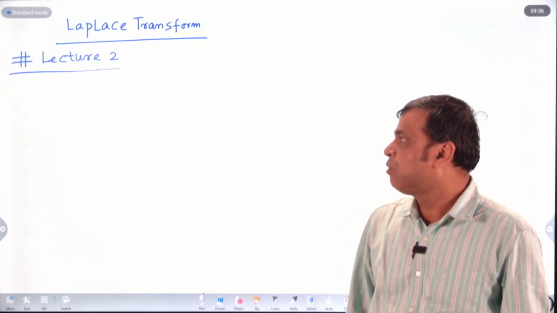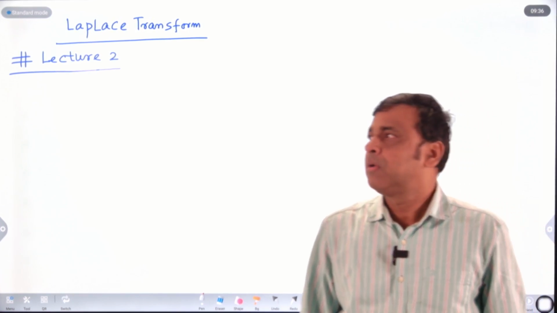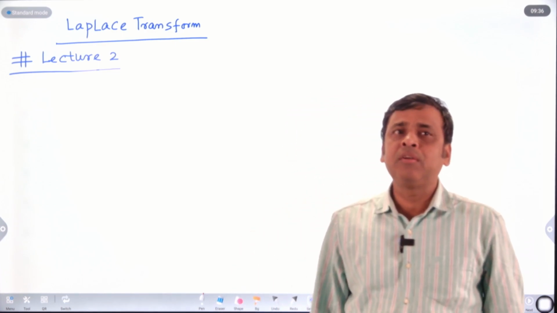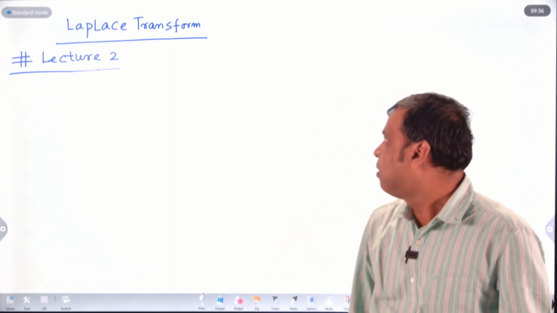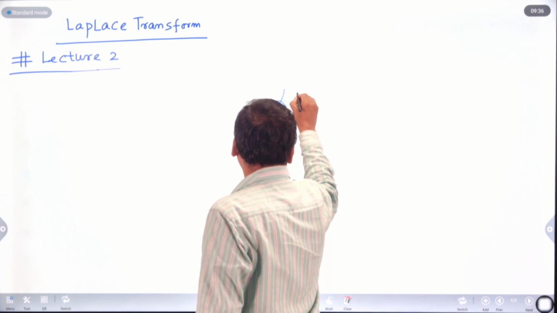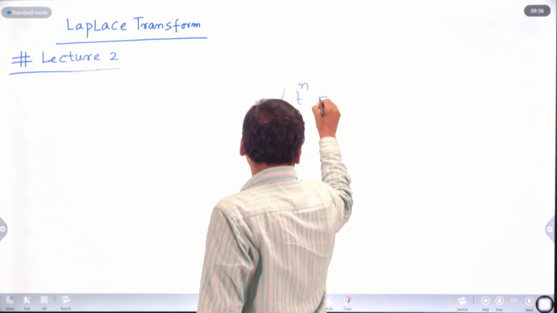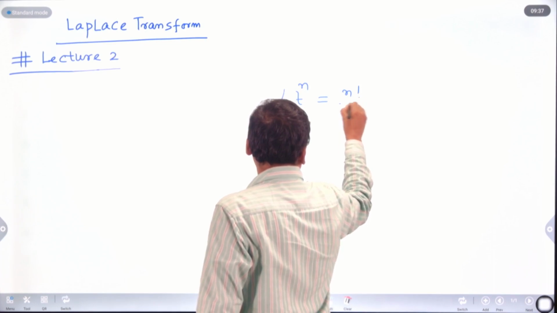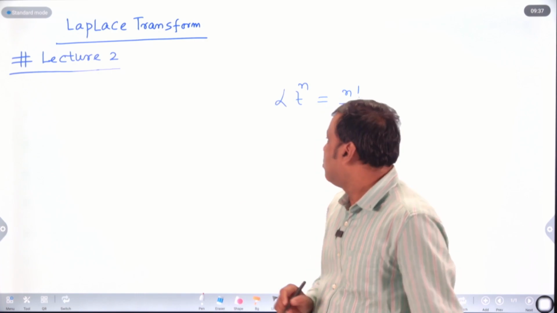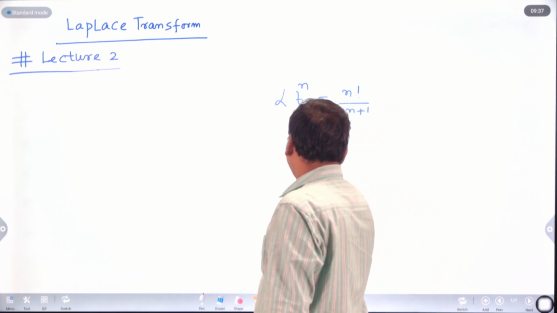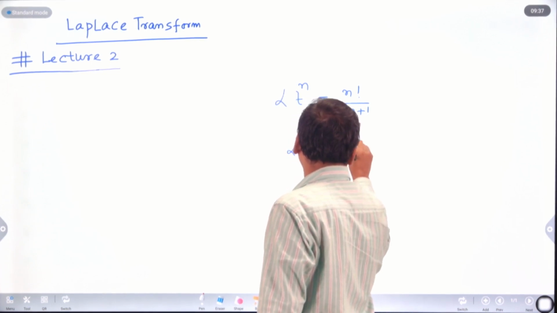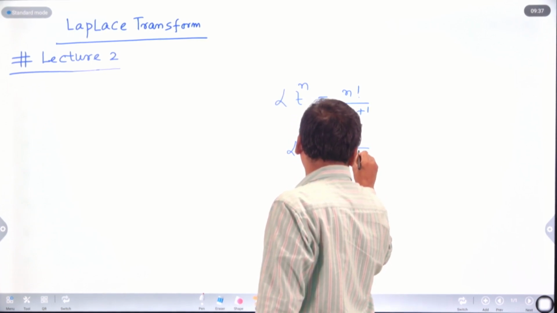In the first class I already told you the Laplace transform of t square and t cube, or t to the power n. I have discussed that the Laplace transform of t to the power n is nothing but factorial n divided by s to the power n plus 1. So the Laplace transform of t, if n equal to 1, is 1 by s to the power 1 plus 1, that is s square.